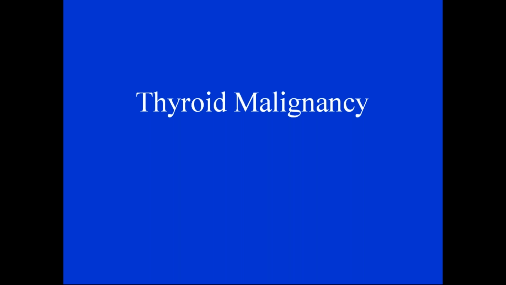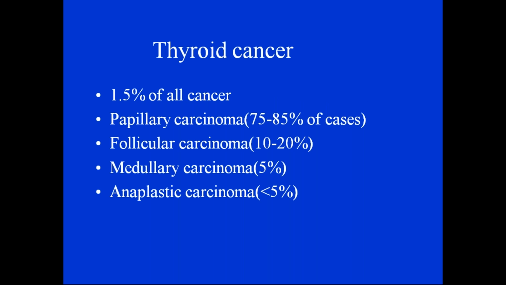Now we will go to thyroid malignancy. Thyroid malignancy is around 1.5% of all the cancers, and the most common is papillary, followed by follicular, followed by medullary, and the last is anaplastic, which is very lethal, and the patient's prognosis is very poor. The 5-year survival is less than 10%.